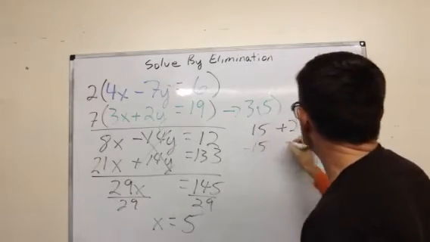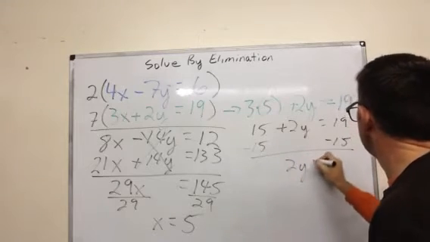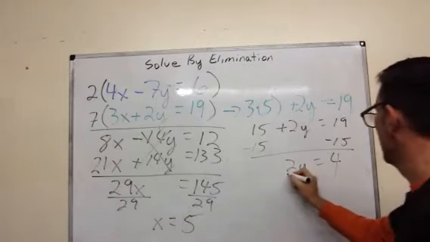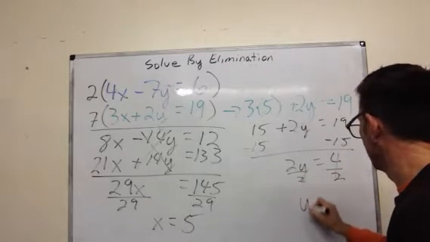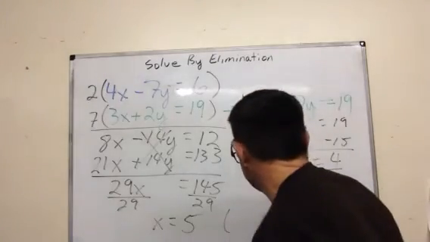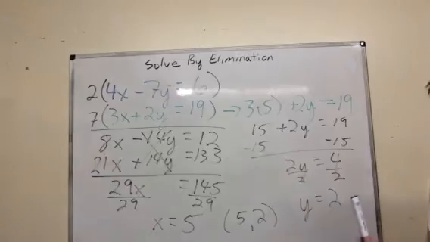Add opposites. End up with 2y equals 4. 19 minus 15 is 4. Divide by 2. And we got y equals 2. So my answer for this system of equations is (5, 2).